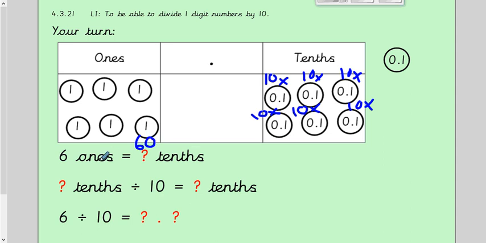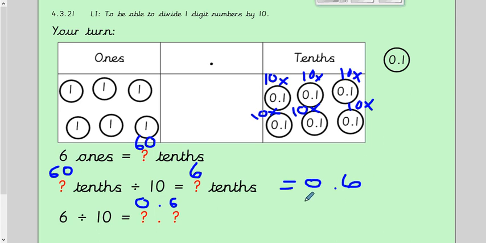Now that's just using our knowledge from the previous lesson, so there's no new knowledge there. 6 ones we know is the same as 60 tenths because 1 one is 10 tenths, so therefore 6 ones is 60 tenths. So if we have 60 tenths divided by 10, just ignore the tenths part for the minute and do 60 divided by 10, which is 6. So therefore 60 tenths divided by 10 equals 6 tenths, and therefore 6 divided by 10 is 6 tenths, which as a decimal is 0.6.